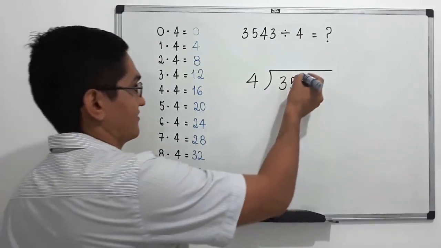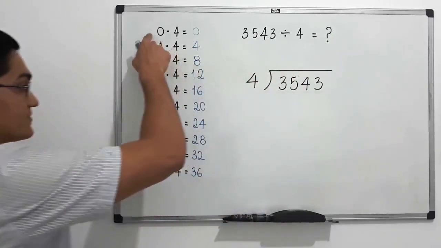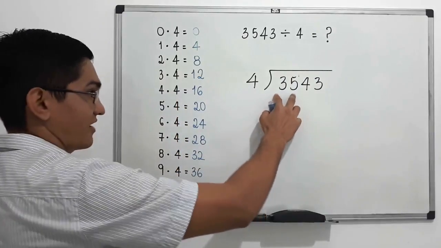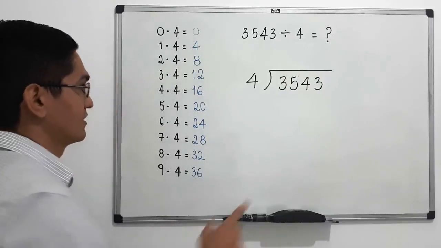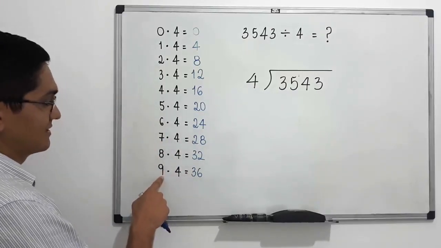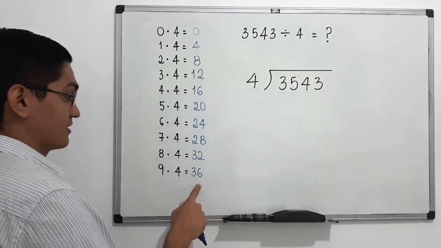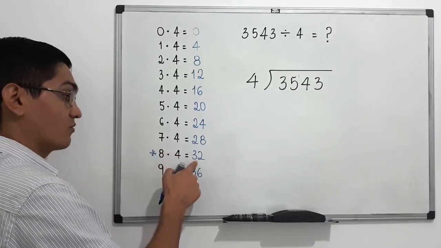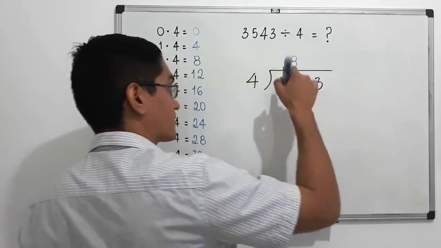We start with 35. We ask the question, what number from 0 to 9 do we multiply by 4 to get 35 or almost 35, but not more than 35? You look at the multiplication table and then you say, Democles, 9 times 4 is 36, but that's greater than 35. So we will stay with 8, since 8 times 4 is only 32. So we write 8 here in our quotient.